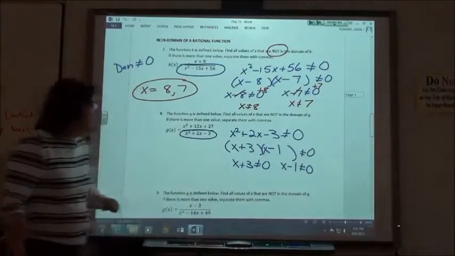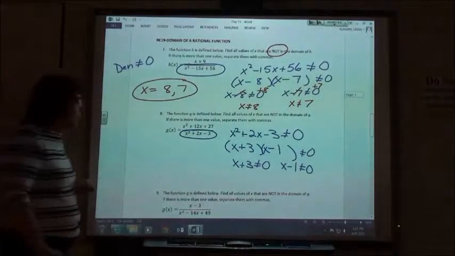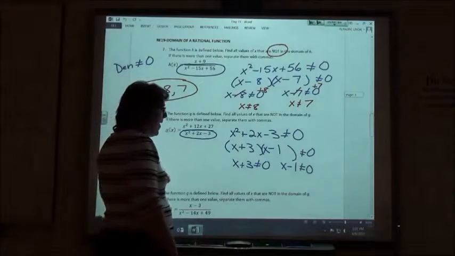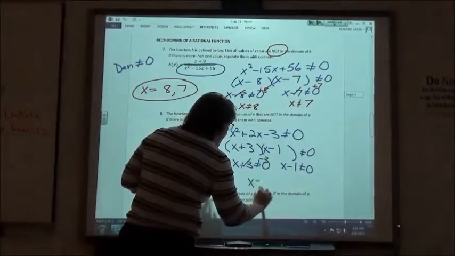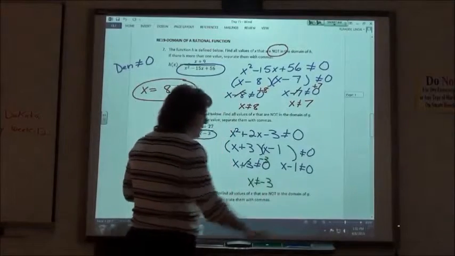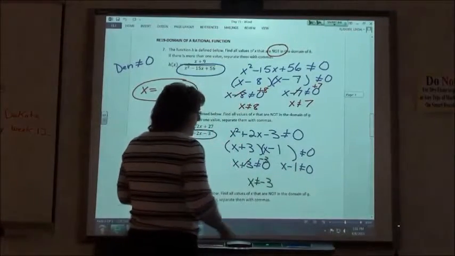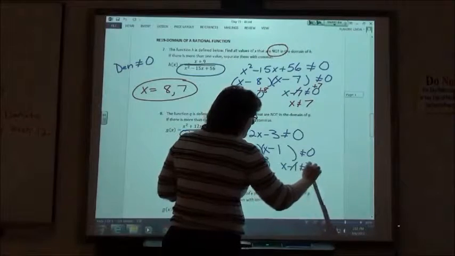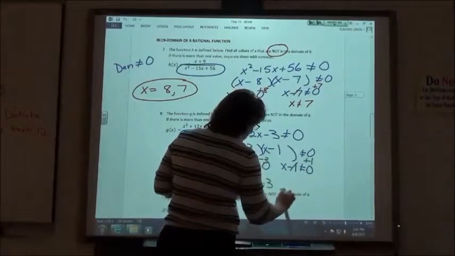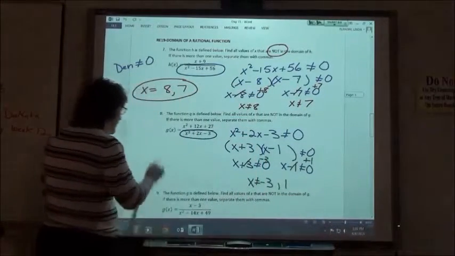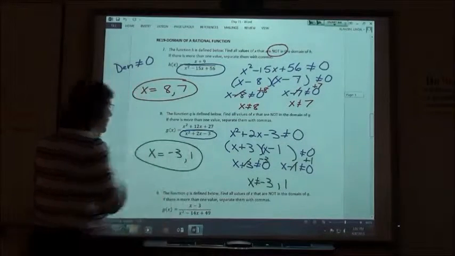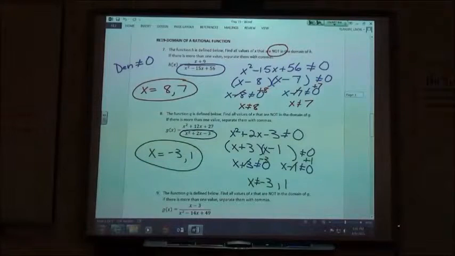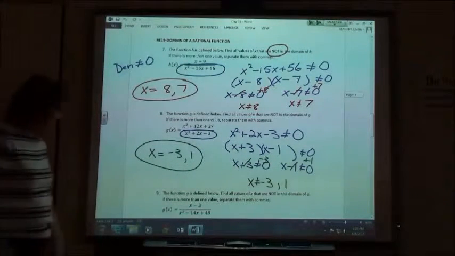We got to solve those for x. So on the first one, we're going to minus the 3, and we're going to get a negative 3. And on the second one, we're going to add the 1. So we got x equals negative 3 and 1. Negative 3 and 1 are the two values that are not in my domain. I get 0 on the bottom, which is undefined in math.